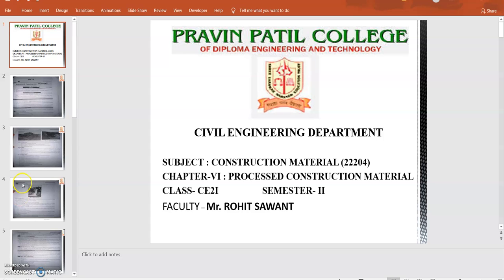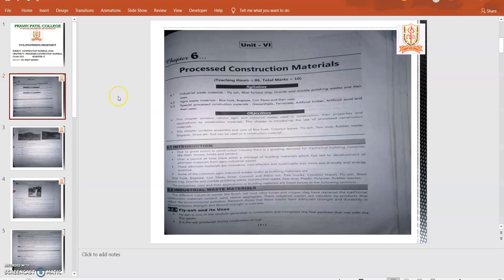So let me start with the introduction. What are process construction materials? Due to the great boom in construction industries, there is a growing demand for traditional building materials as well as some processed or artificial construction materials. Over a period of time, there has arisen a shortage of natural construction materials. That's why this leads to the formation of new construction materials, innovative, cost-effective, sustainable and more eco-friendly materials.